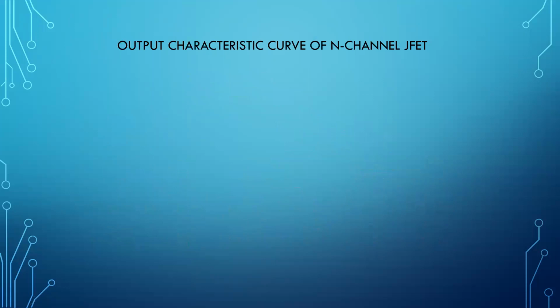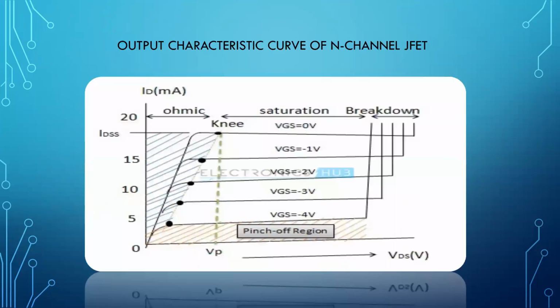First of all, I would like to discuss the output characteristic curve of the N-channel JFET. This is the N-channel JFET. The graph is between drain to source voltage VDS and drain current ID. These are the three regions: this is the ohmic region, this is the saturation region, and this is the breakdown region.